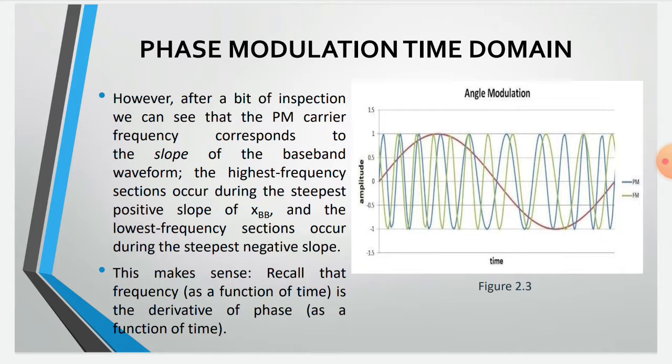However, after a bit of inspection, we can see that the PM carrier frequency corresponds to the slope of the baseband waveform. The highest frequency section occurs during the steepest positive slope of x sub bb, and the lowest frequency section occurs during the steepest negative slope. This makes sense. Recall that the frequency as a function of time is the derivative of phase as a function of time.